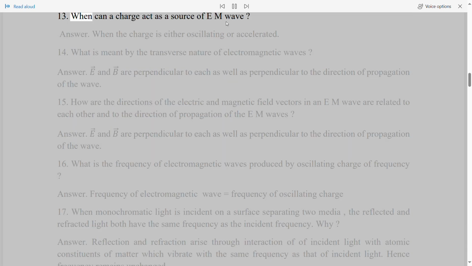14. When can a charge act as a source of EM wave? Answer. When the charge is either oscillating or accelerated.